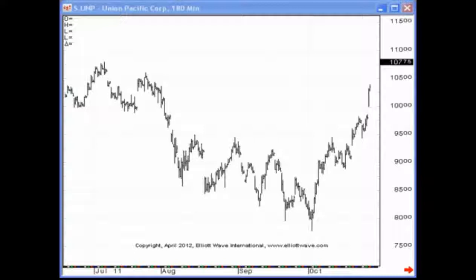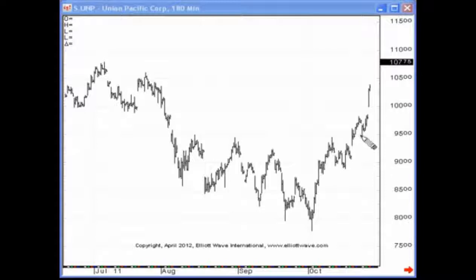Now, if we take those 5 patterns and break them down into their 2 respective categories, we have motive waves and corrective wave patterns. Yesterday, we looked at one type of motive wave, the impulse wave, in the dollar Swiss. Today, I'm going to show you the second type of motive wave, and that is the ending diagonal.